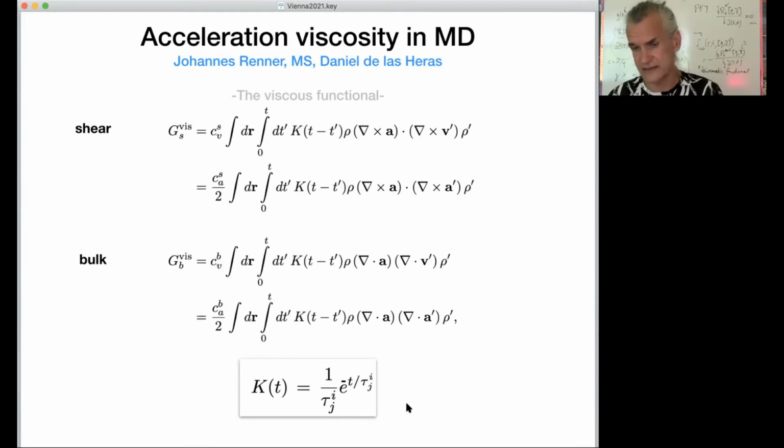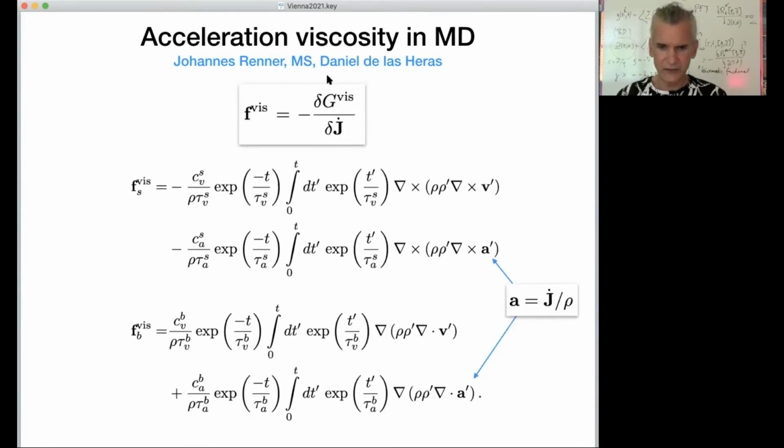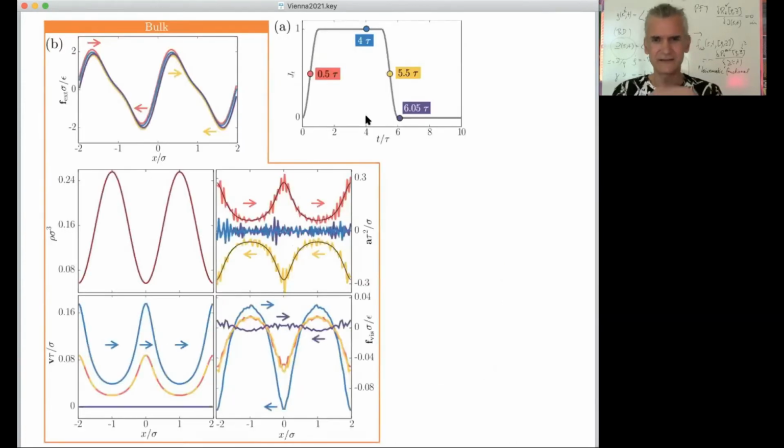This is just an assumption. And then the derivative, okay, I don't want to kill you with these formulae, but the derivative generates the viscous response in the system. Okay, here's the real data. Does this stuff work or not?